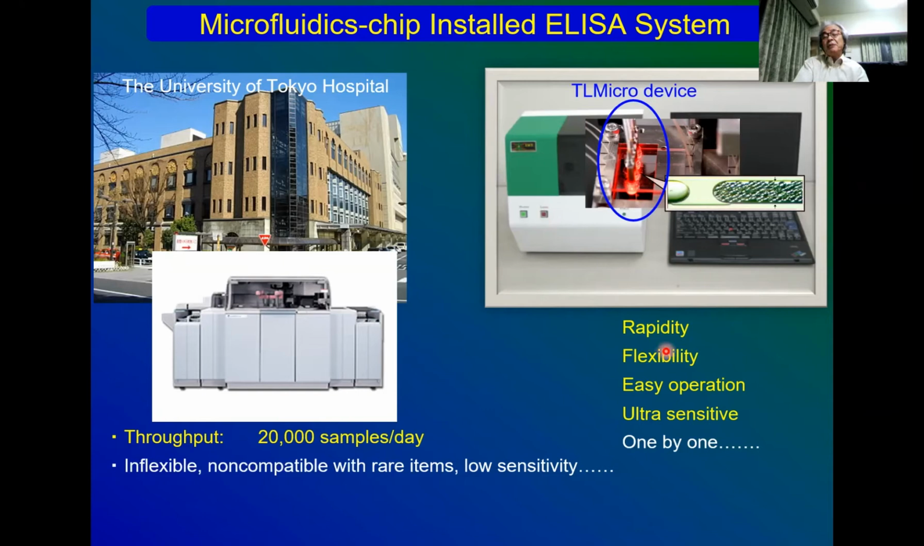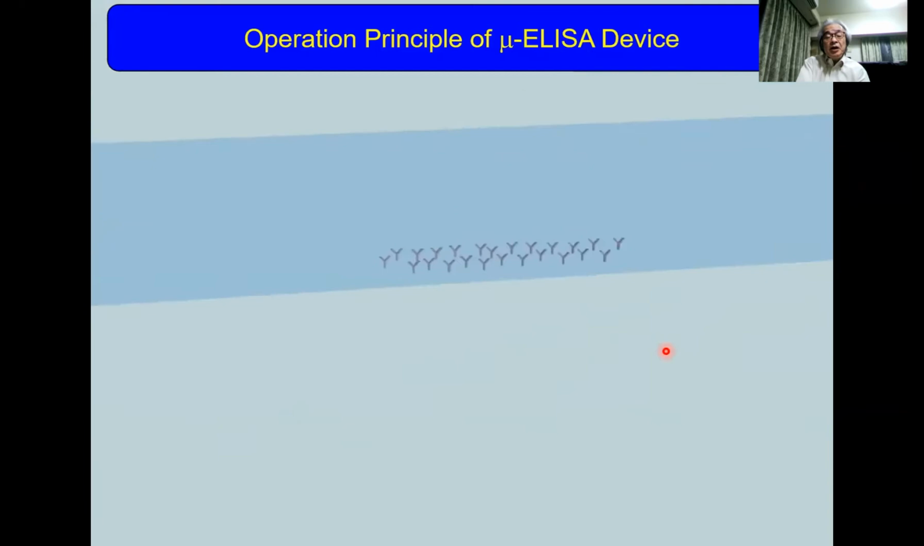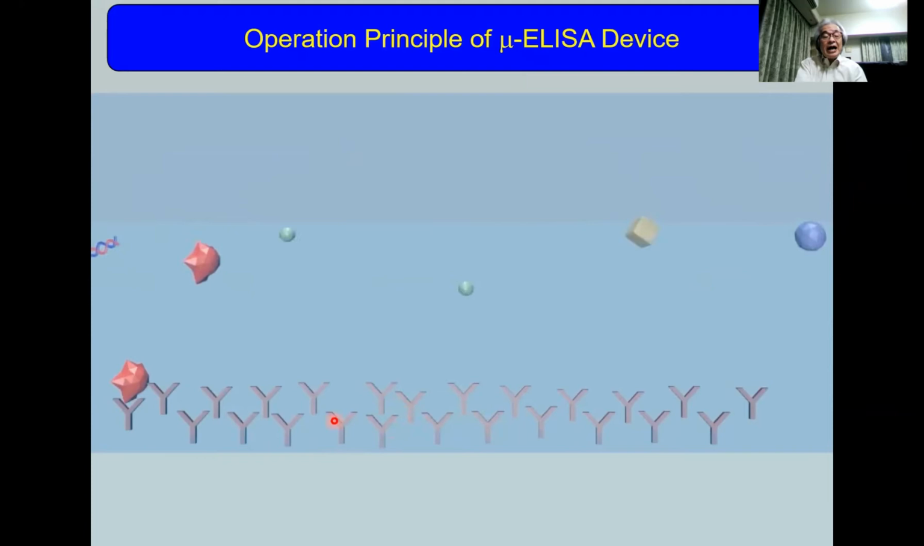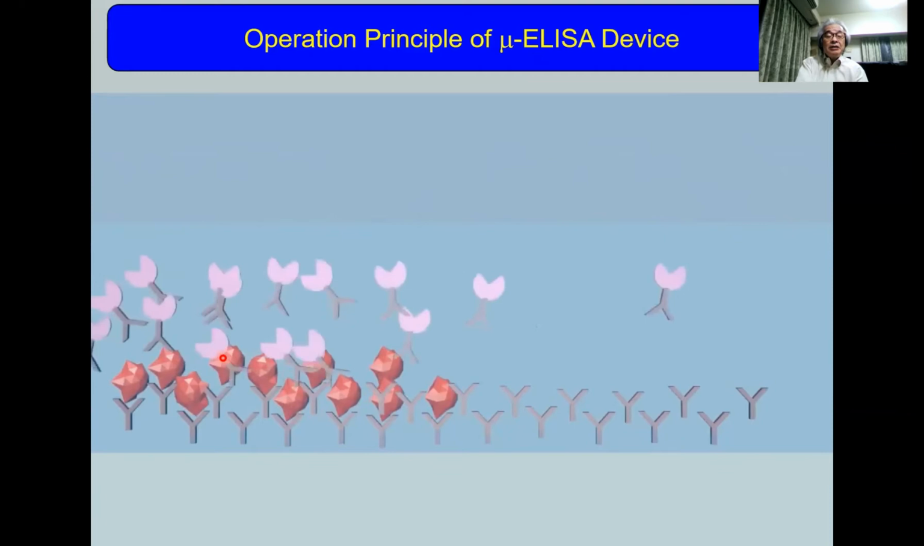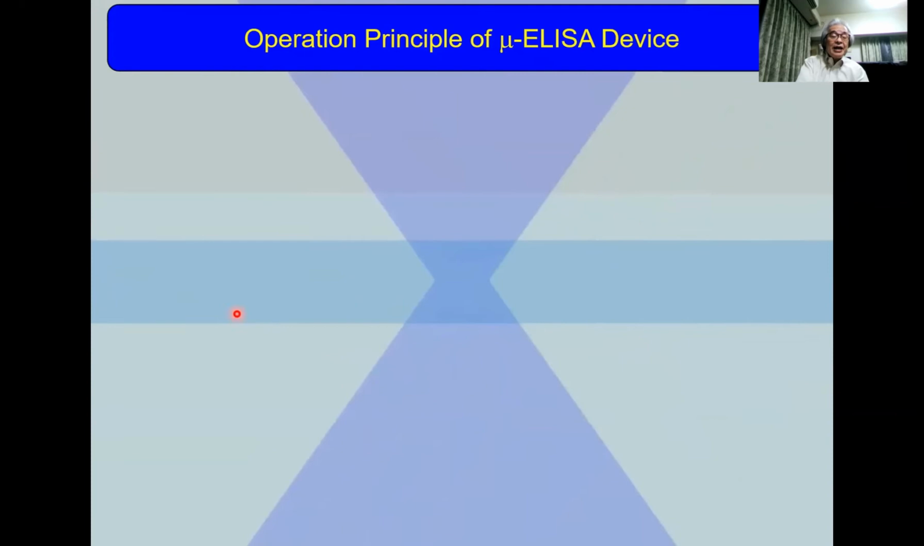I'd like to introduce the working principle. This is a microfluidic device for the immunoassay. This is a capture antibody, and the target antigen protein is captured in this way and accumulated in this area. After accumulating the target protein, an enzyme-labeled antibody is introduced. The enzymatic reaction changes the color, and our TLM detects the color change. This is the working principle.